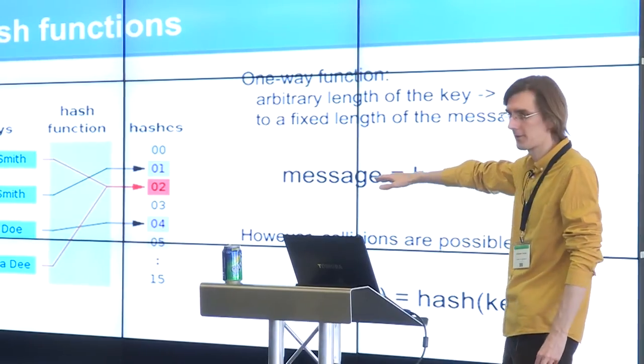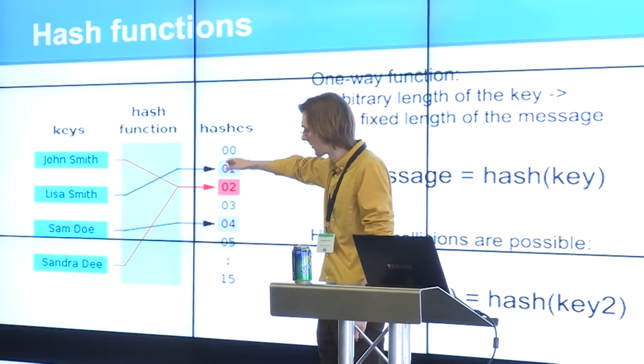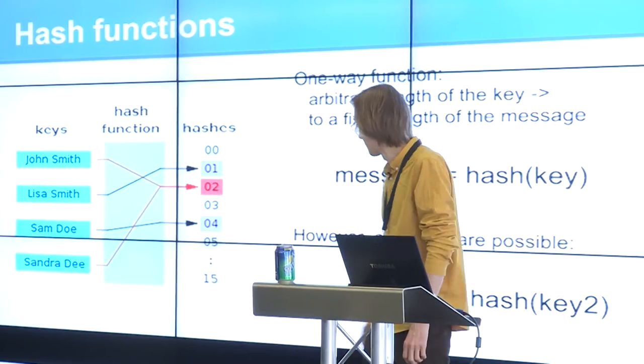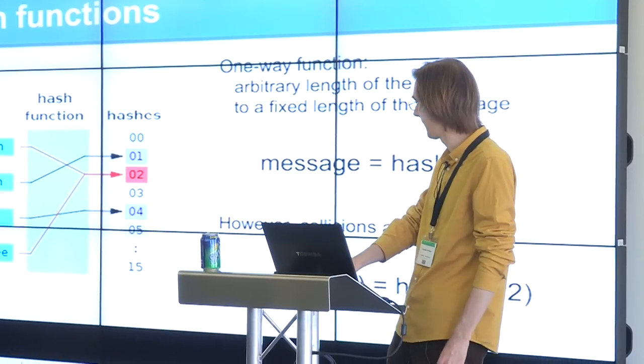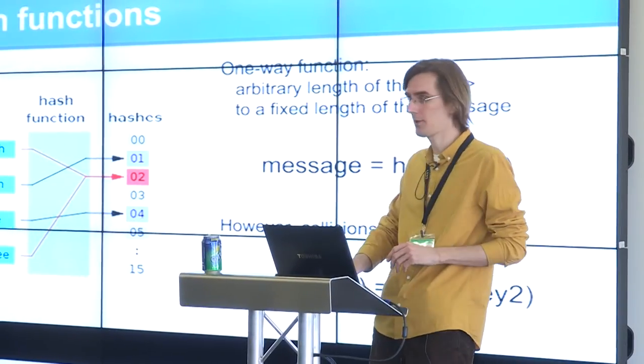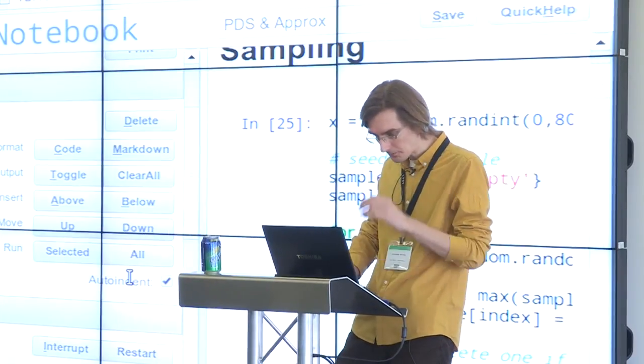And they have collisions. If you deal with any of those, some different elements may map to the same hash. And this is where we became probabilistic and approximate in all these structures. So, some code samples.